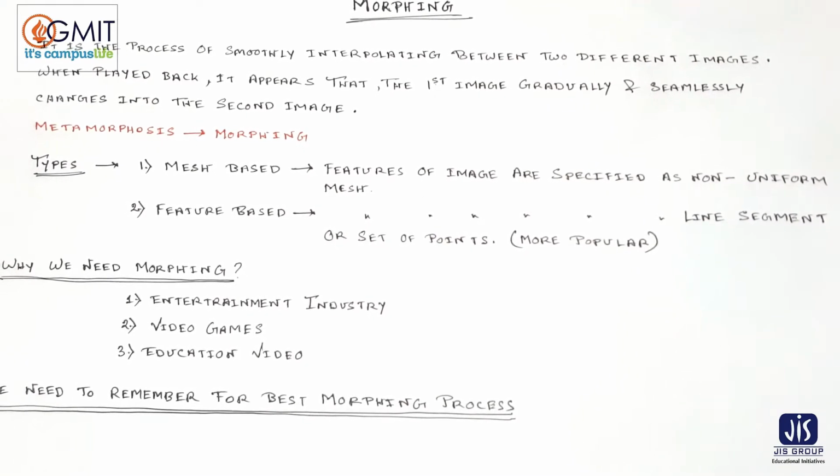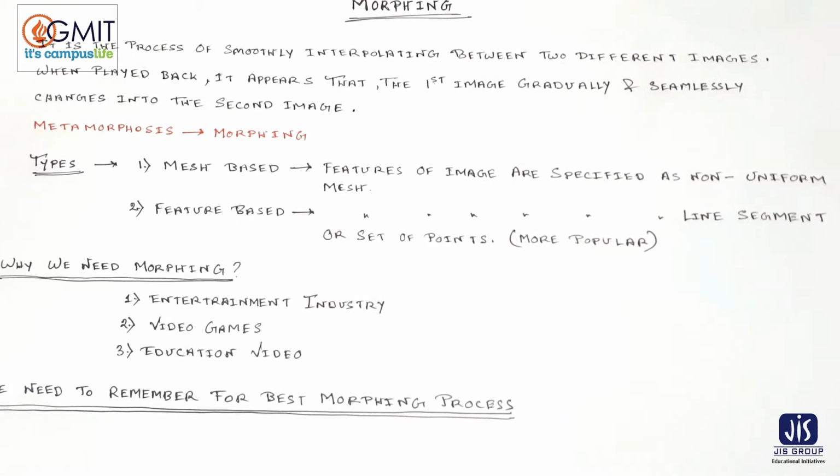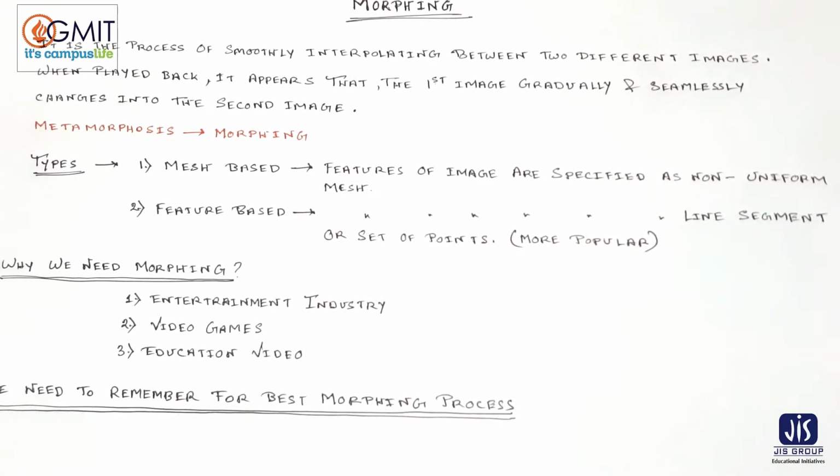Hope this is visible to you. Features of the image are specified as a non-uniform mesh. This is called mesh based. And what is feature based? Features of the image are specified as line segments or a set of points. Actually this is more popular. We are doing morphing nowadays using this technique, because mesh based is not so popular and feature based is much more popular than mesh based.